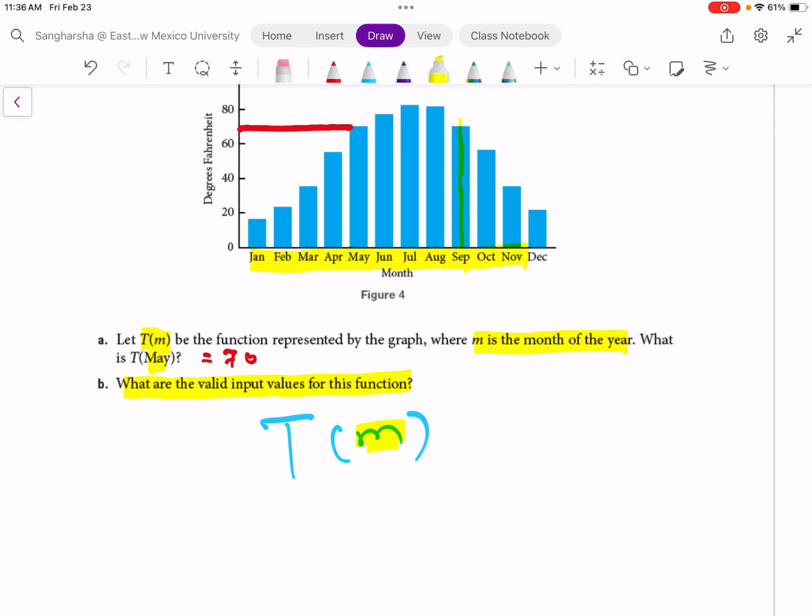Okay, this one is easy. The valid input values for this function are the months of the year, 12 months of the year. So let me go to number 46 from our exercise, and this is pretty similar to 45, and 45 is your homework.